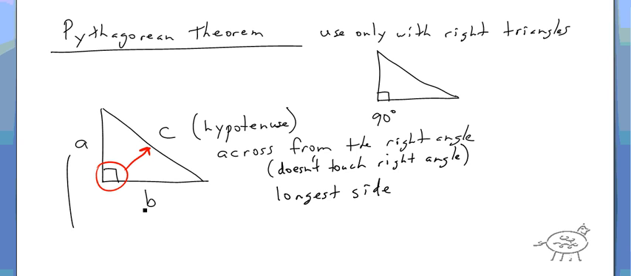A and B, these are called the legs of the triangle. Legs of the triangle. And of course, I'm not going to write it out there, but they're shorter than C. A is shorter than C, and B is also shorter than C. Not combined, but each one separately is shorter than C. Okay, so those are the legs of the triangle. Okay, so let's use a formula now that we have all that information.